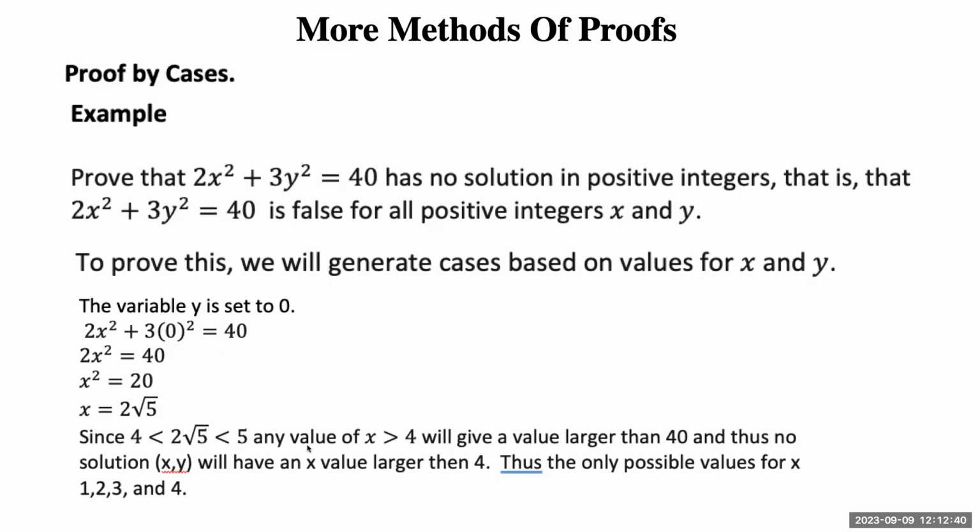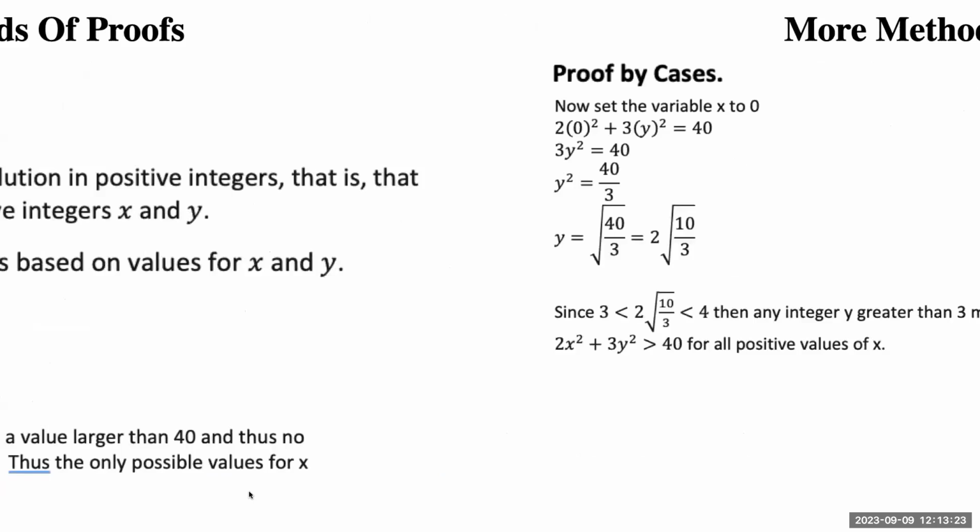So any value greater than 4 will give a value larger than 40. So I know right now that x, regardless of what y is, has got to be 1, 2, 3, or 4. If it's 5, it's too big. We're not allowing negatives, and it wouldn't matter if we had them. Once x is 5, 5 squared is 25, 2 times 25 is 50. It's already bigger than 40, and no matter what y you plug in, you're still going to be bigger than 40. So x being anything bigger than 5 will never generate a solution to this equation.